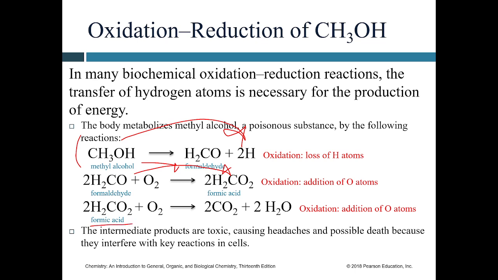And then right here we have formic acid. Eventually this formic acid is going to be converted into CO2, which is how you get rid of it. And that is again being oxidized, because you're adding the oxygen. We're losing hydrogens, gaining oxygen, aren't we? And so you're going to see that 2 of the intermediate products of methyl alcohol are actually toxic. This is the big problem with methyl alcohol and why it's so toxic. The ethanol, on the other hand, is a lot less toxic because it produces much less toxic intermediates.